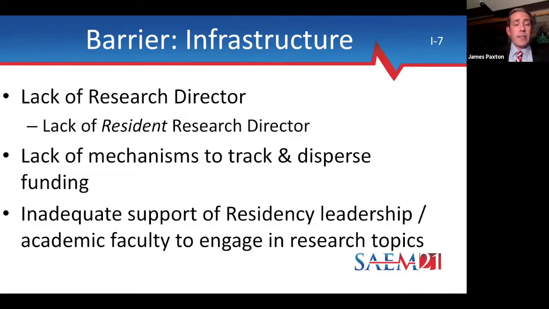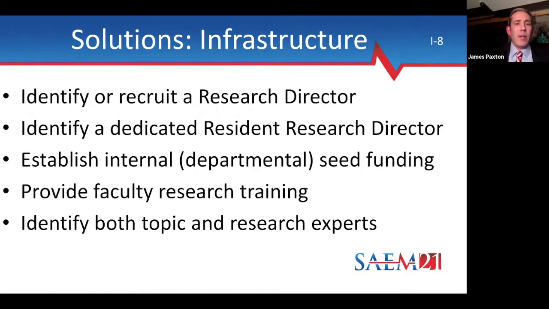And then finally, you may have inadequate support of residency leadership and academic faculty to really engage in these research topics. So how do you overcome that? Well, I think, first of all, as I mentioned, find yourself a research director. If you already have one of those, make sure you have a dedicated resident research director.